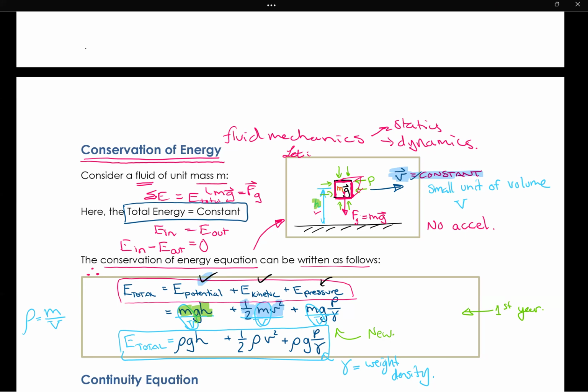And it's described as the amount of mass. Depending on the amount of mass, it's going to exhibit a pressure for a given weight density. So this equation is new.